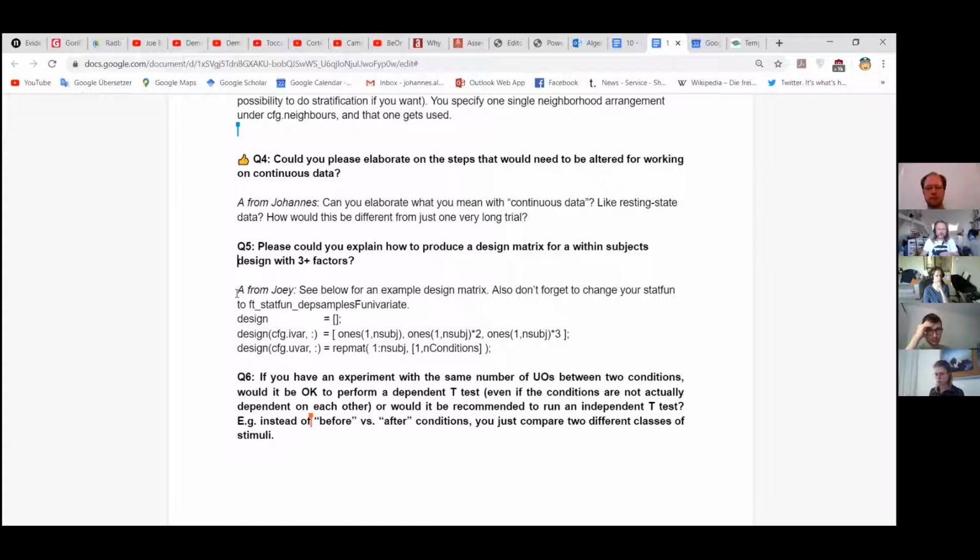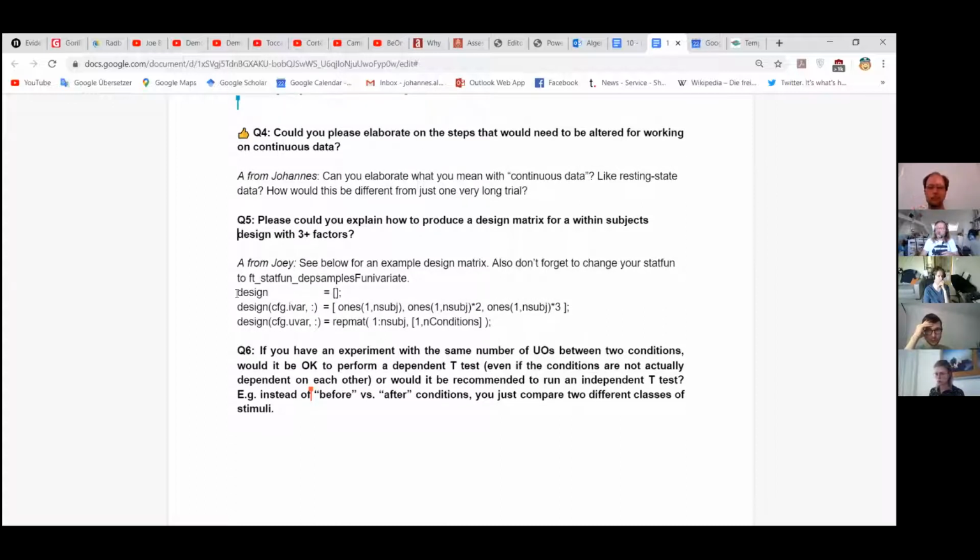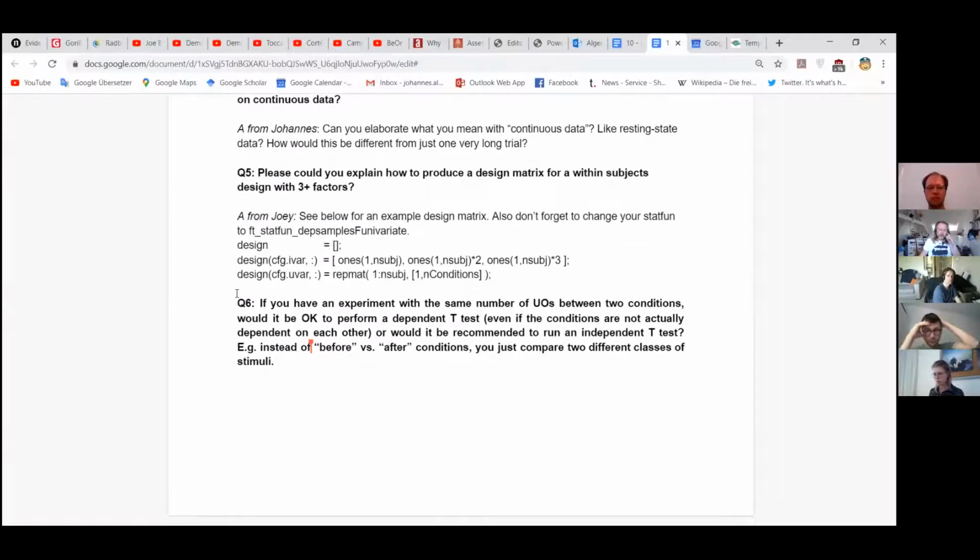Okay. More questions on that, or should we move on? If there are no more questions, then we come to question 5, which is how to produce a design matrix for within subjects design with more than 2 factors. And I think Joey has already given an example.